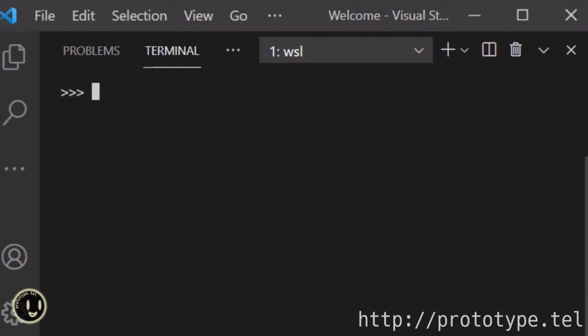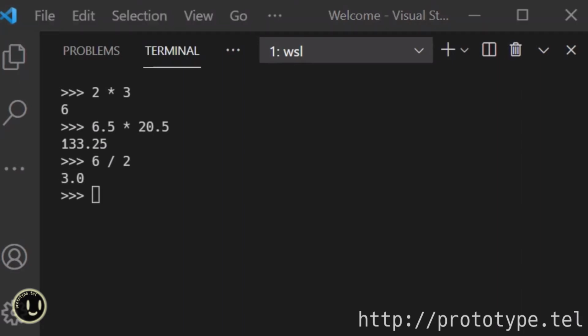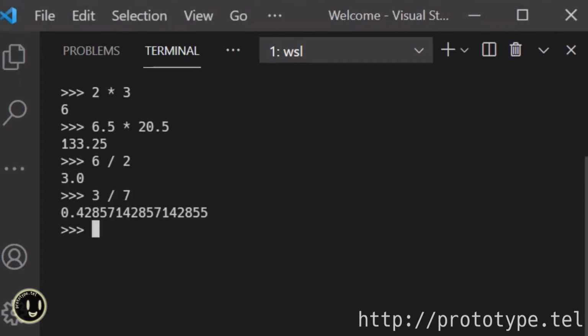Explain multiplication. Python uses the asterisk symbol. Explain division. Python uses the slash symbol. Division displays 17 digits after the decimal point. Numbers longer than 17 digits are not displayed even if they exist.